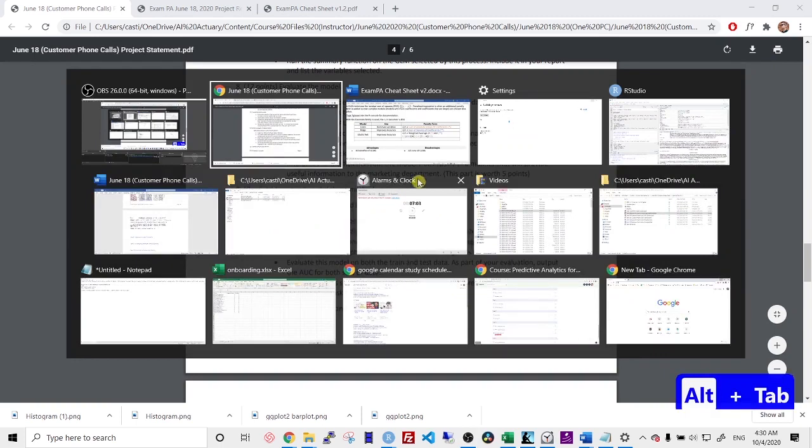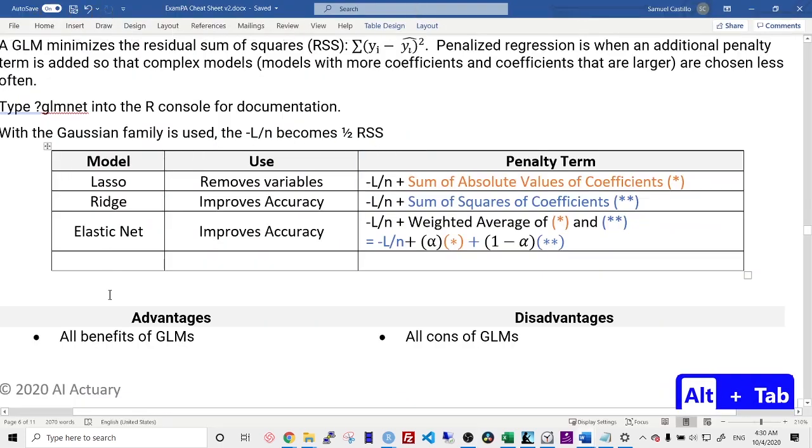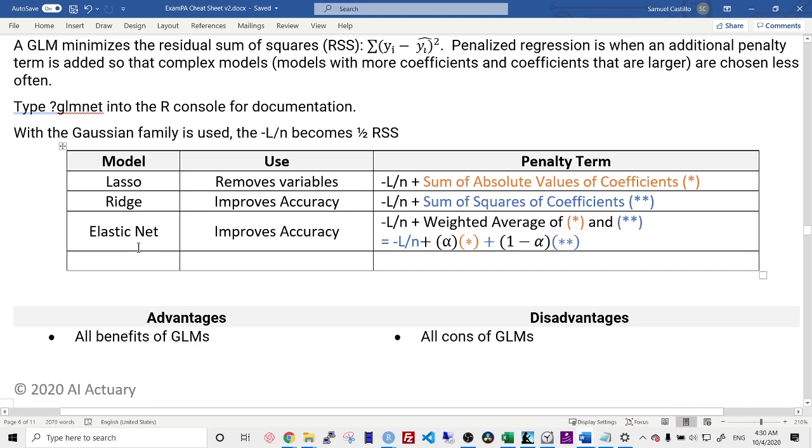If you look at the cheat sheets, you can see the differences between the ElasticNet, Ridge, and Lasso models. So all of these models use what's called a penalty term on the log likelihood. So the objective function, which the model is trying to minimize, is minus the log likelihood divided by the number of observations plus some other term. In the case of the lasso, it's optimizing the negative log likelihood plus the sum of the absolute values of the coefficients. This has the impact of removing variables.